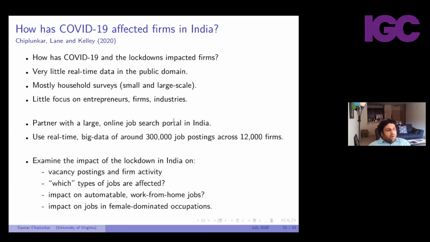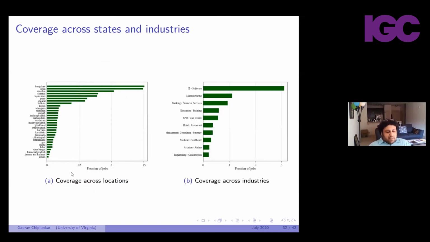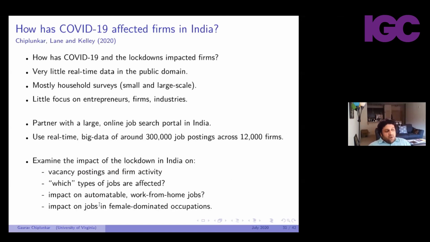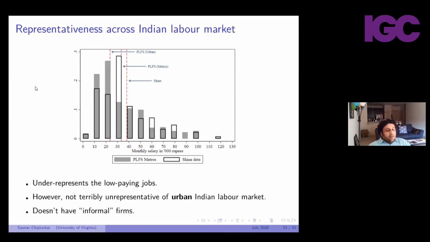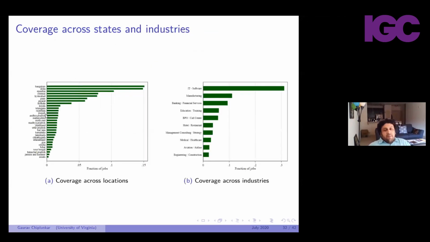And so what are we going to examine? We are going to examine how vacancies or job postings have changed, which types of jobs and different sectors, so automatable jobs or work from home and so on and so forth. So this is just to give you a sense of where the data is coming from. As you can see, most of this is coming from the big metropolitan cities, right?